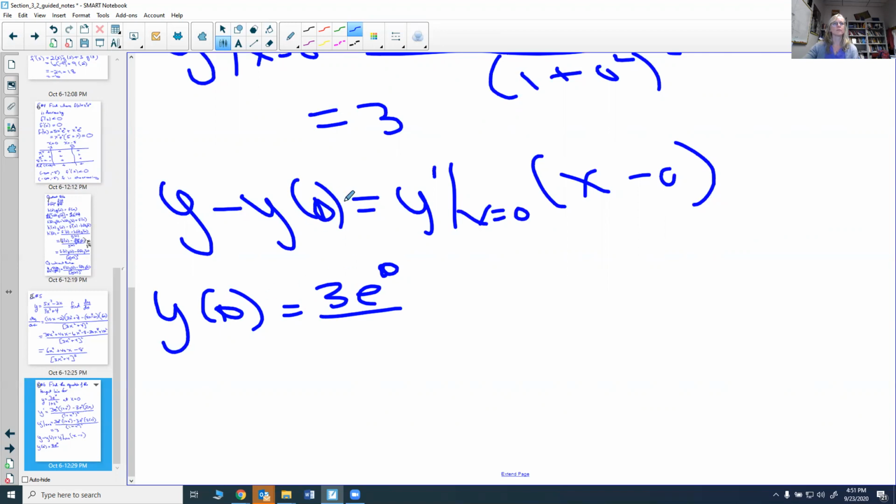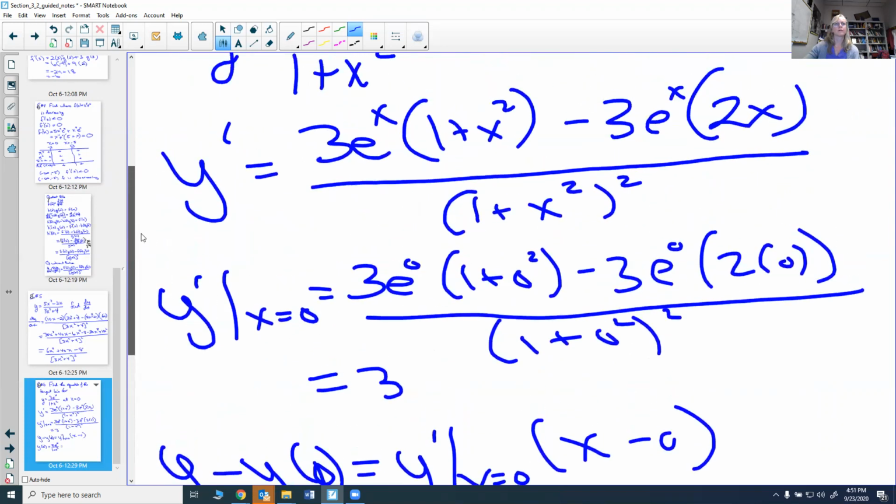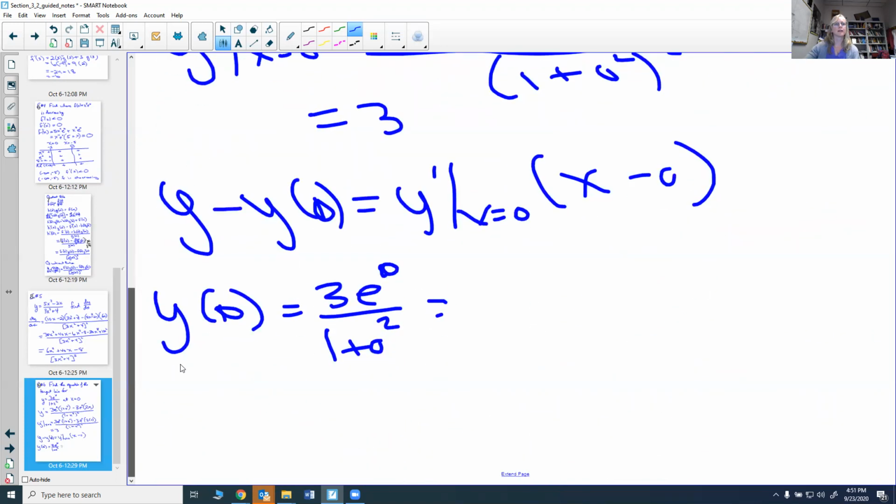E to the 0. And then 1 plus 0 squared. So I always like to go back and make sure I wrote the right equation down. 3 times e to the 0 is just 3. 1 plus 0 is 1, so it's just 3. It does not happen very often that the derivative is the same as the function value. It just in this case happened.